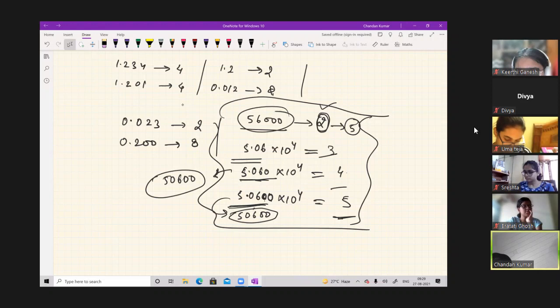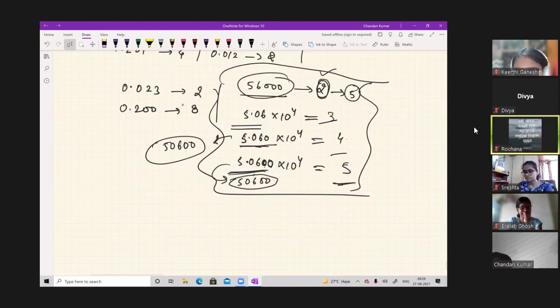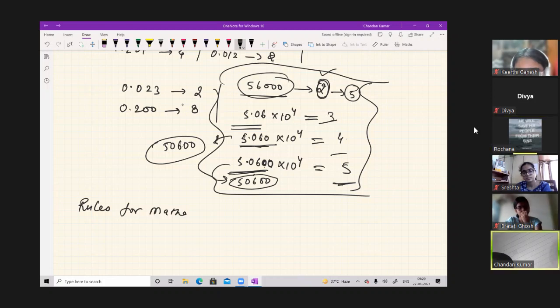Now we are moving towards the rules. Then the second one, 0.200. Should we need to include the starting zero? Even yesterday I got the same doubt, sir. 0.03, right? It includes the zero before the decimal. Read.